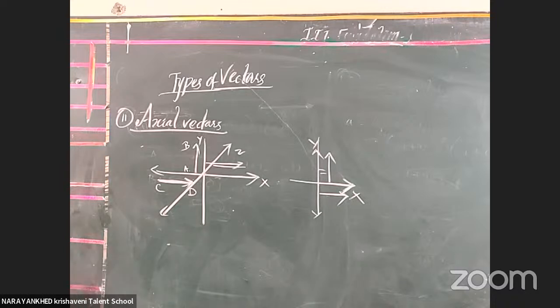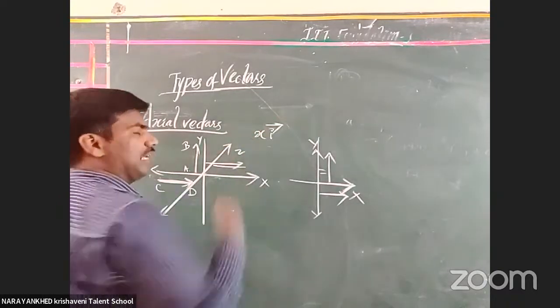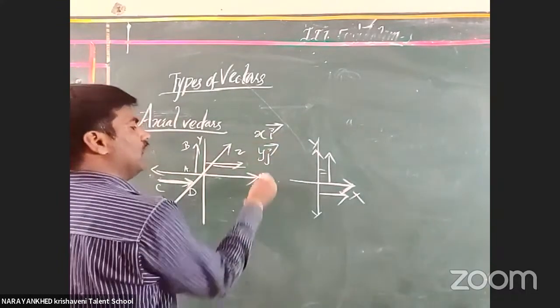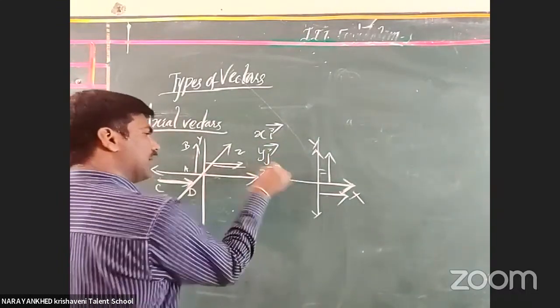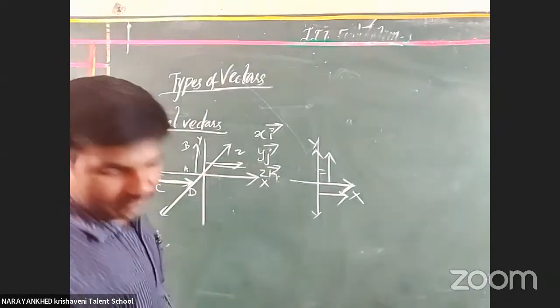It is also called a one-dimensional vector. It contains only one component. Means it is written like xi bar, or yj bar, or zk bar. Like that only it is possible to write. Got it or not?